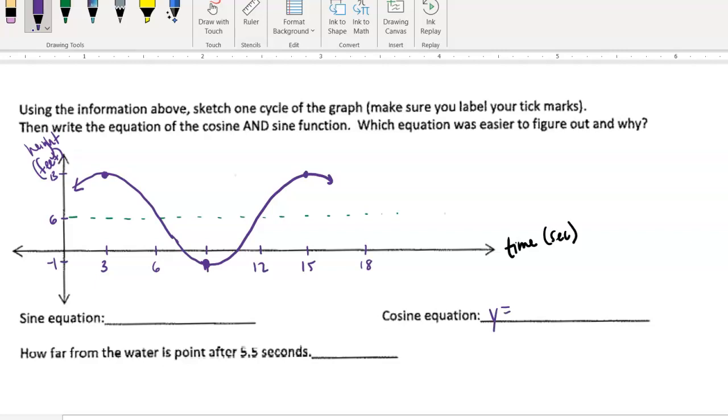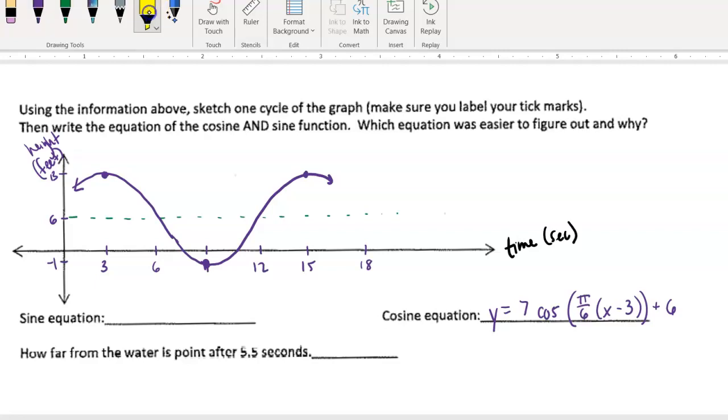So our amplitude, we found at the beginning, our amplitude was 7. And we're basing this on the cosine. And our b value, remember, we found that to be pi over 6. And then it would be x minus our h value. So remember, we said that our h value was 3 seconds. It's been moved to the right 3 seconds or 3 units. And then it moved up 6 units. So that would be our equation if we were basing it on the cosine function.